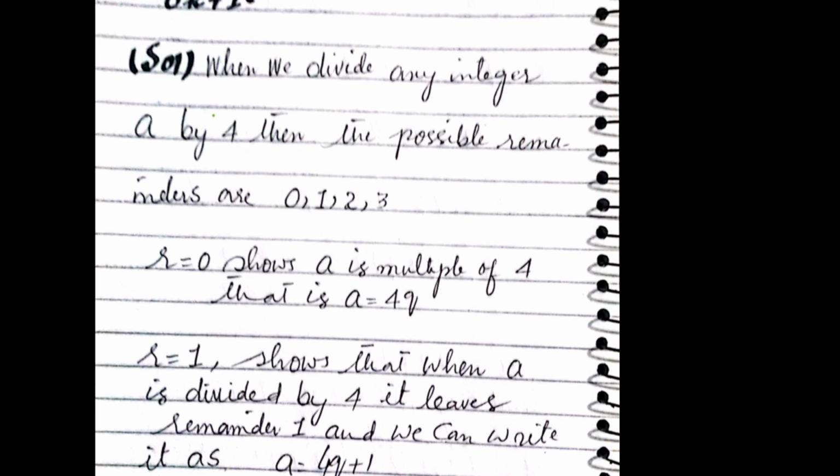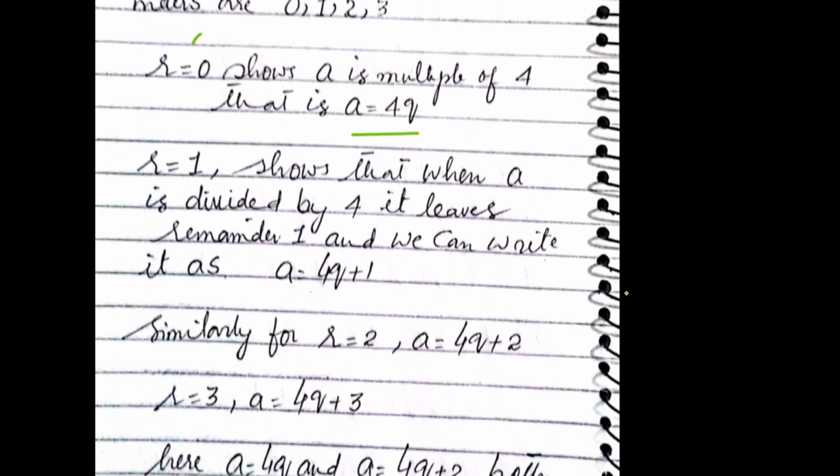that show the story. When we divide an integer a by 4, then the possible remainders are 0, 1, 2, 3. When r is 0, this shows a is a multiple of 4. That is, we can take a is equal to 4q. When r is 1, then this shows a is divisible by 4 and it leaves the remainder 1 and it can be written as a is equal to 4q plus 1. Similarly, for r is equal to 2, your a is of the form 4q plus 2 and r is equal to 3, your a is 4q plus 3.